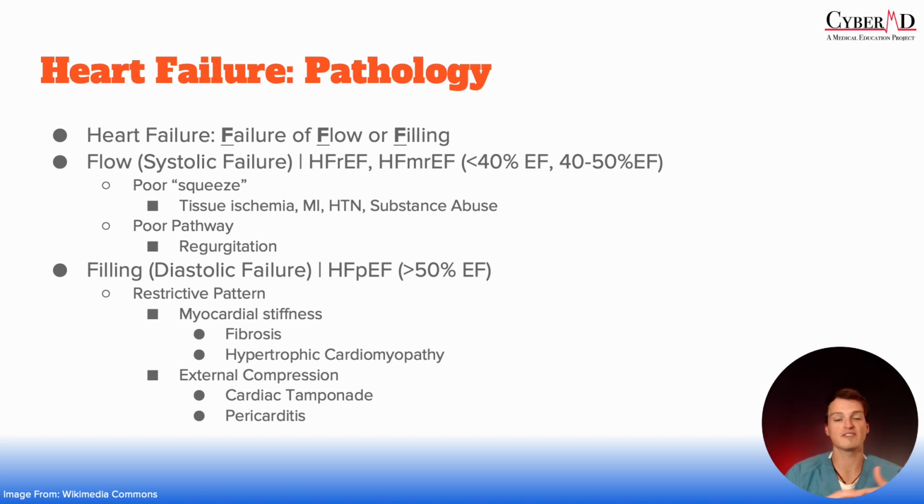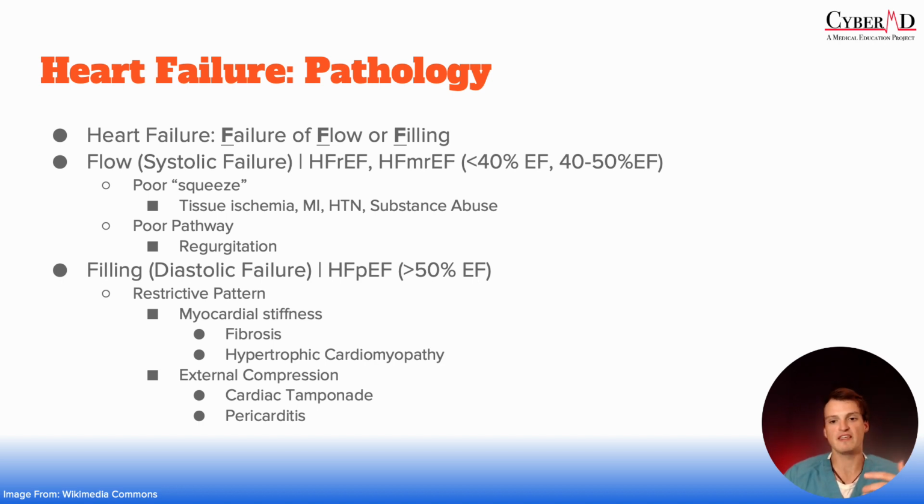This reduced flow, specifically a reduced ejection fraction, or EF, is classified as either HFrEF, which stands for heart failure with reduced ejection fraction, or it can be HFmrEF, which is heart failure with mid-range ejection fraction. Heart failure with reduced ejection fraction is when the ejection fraction is going to be less than 40%. The mid-range reduced ejection fraction is going to be heart failure with an EF between 40 and 50%.